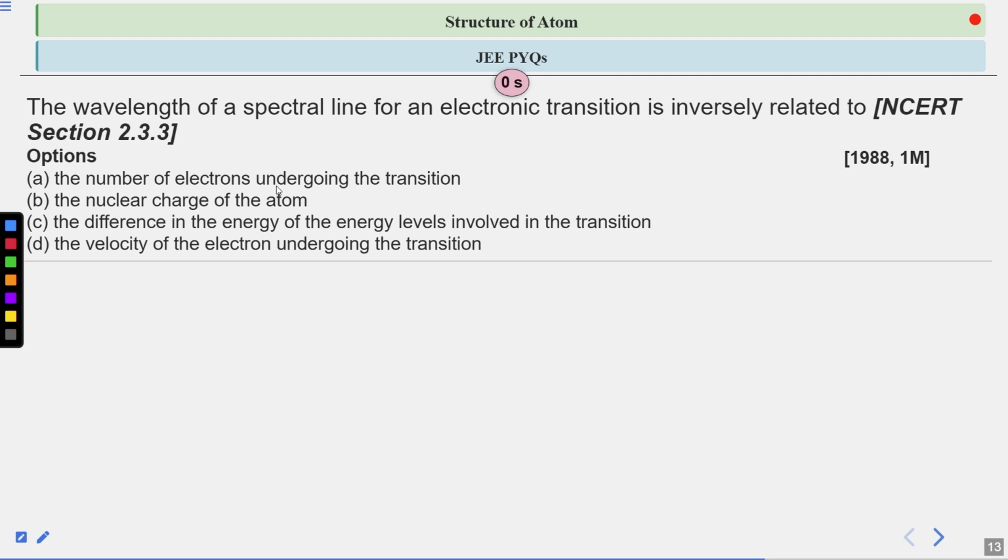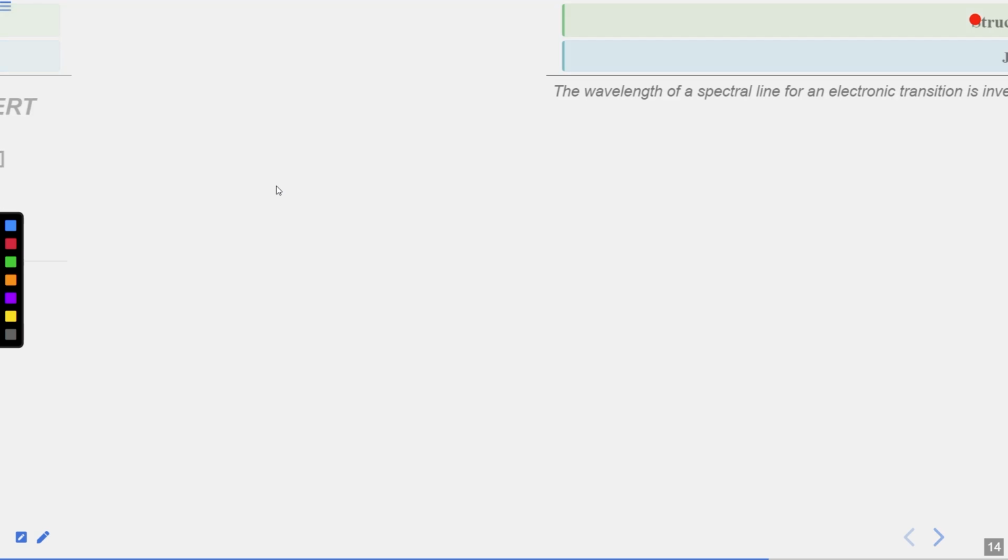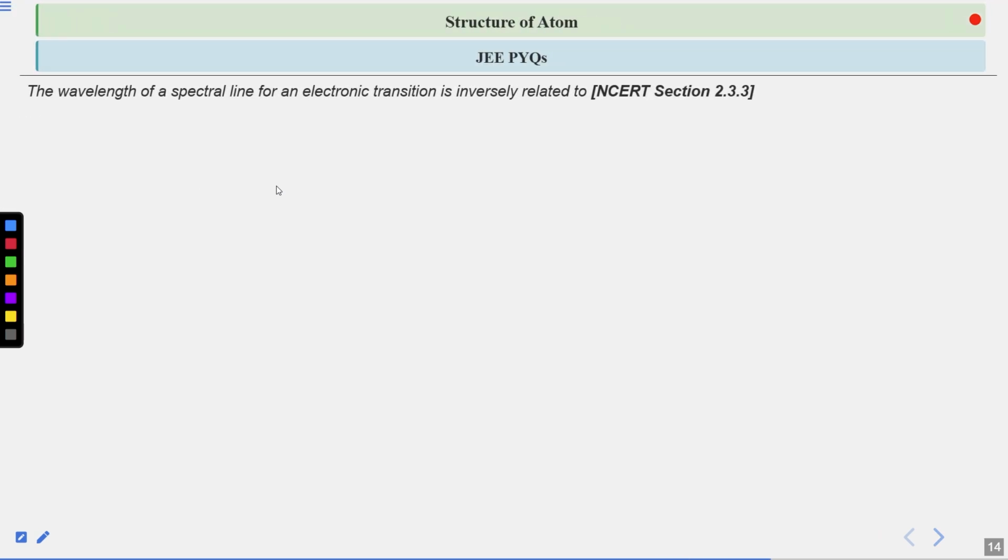So let us look at the correct answer. If you know the relation between the wavelength and the energy states, which is the Rydberg formula, you will be able to find the answer. The correct answer will be: the wavelength of a spectral line for an electronic transition is inversely proportional to the difference in the energy of the energy levels involved in the transition.